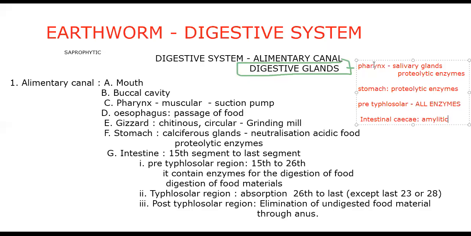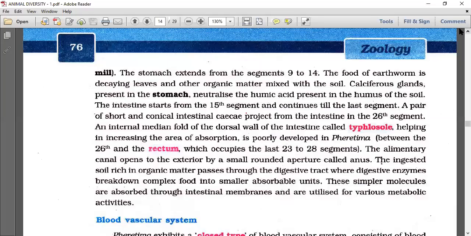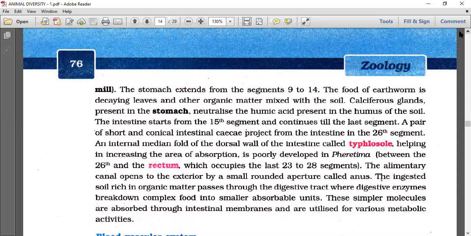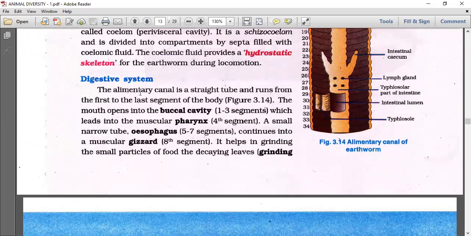This is secondary, just for information. So that's it. Let's go back once to the earthworm digestive system and continue, and complete this digestive system. What we said: the alimentary canal is a straight tube that runs from the first to the last segment of the body. The mouth opens into the buccal cavity. The buccal cavity is located in segments 1 to 3, which leads into the muscular pharynx in the fourth segment, and a small narrow tube, the esophagus, in segments 5 to 7, continues into a muscular gizzard.